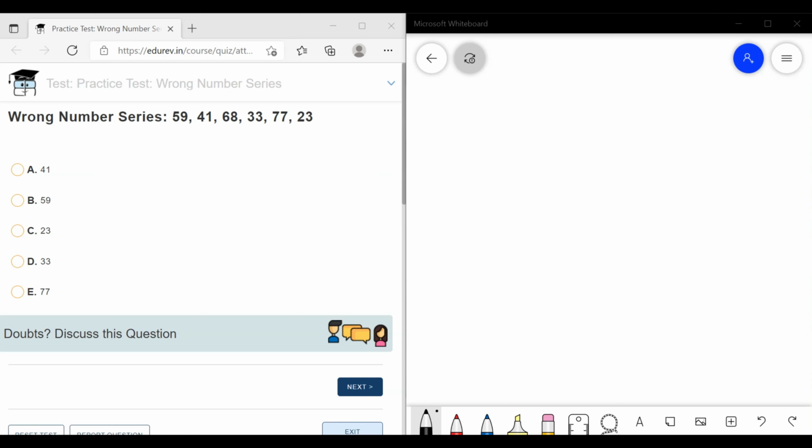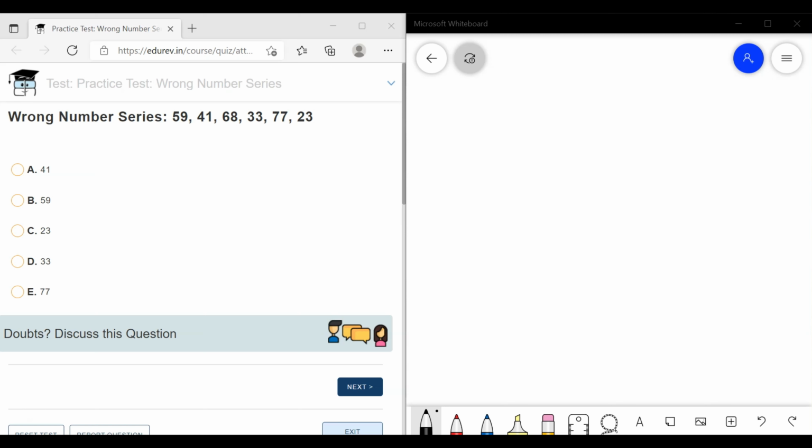Hello everyone, today we are going to solve the wrong number series test which is available on the EduRev platform. So in this particular type of series, what we have to do is find the logic and the pattern behind the series and then find the digits which do not actually match that logic or pattern.